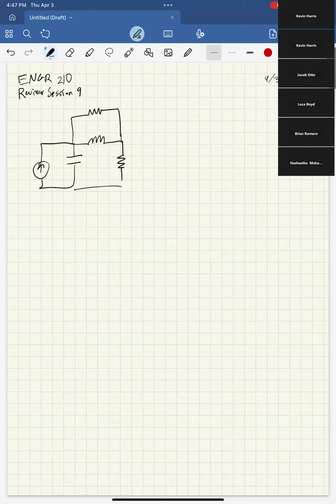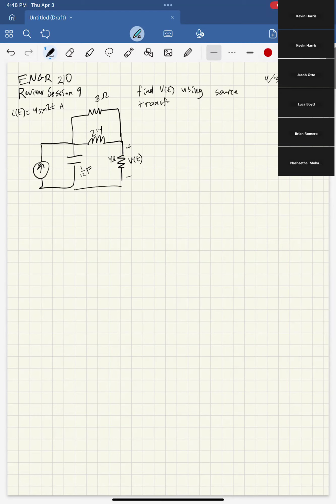So, this is 8 ohms, this is 2 henries, this is 4 ohms plus minus VT, and this is 1/12 farads, and the IT equals 4 sine 2t amps. And the question says find VT using source transformations.